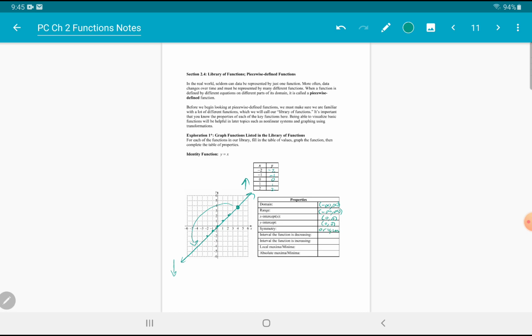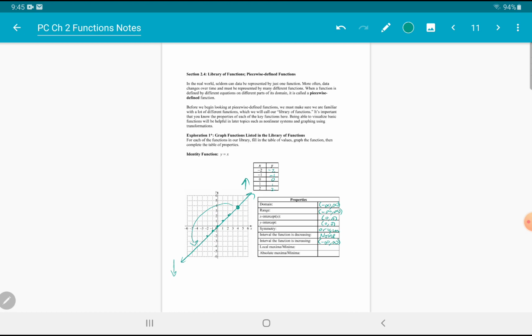The interval in which the function is decreasing. When is the graph in a downwards motion? It doesn't look like the graph ever goes in a downwards motion. It's always going up, up, up, up. So this one we can say none. There is no interval where the function is decreasing. Where's the function increasing? Well, that's everywhere. So the function's increasing from negative infinity to positive infinity.